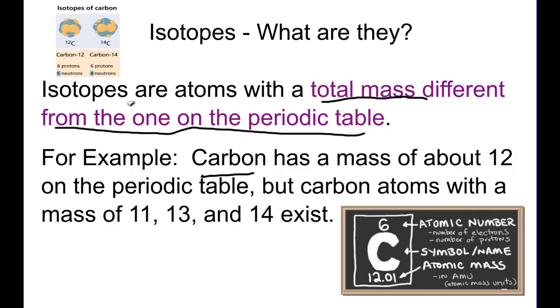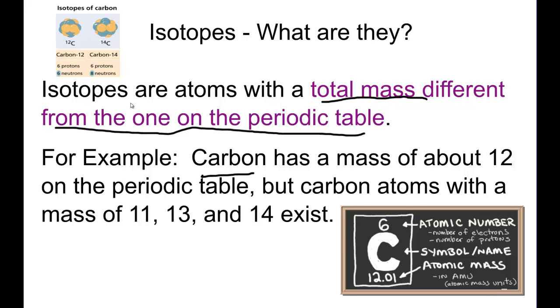Alright, but this is not all that can happen. I mean, this atomic mass here, as you can see, it's not exactly 12. It's 12.01. And that's because this mass is an average of all the different varieties of carbon that you can find. And we call these different varieties isotopes.